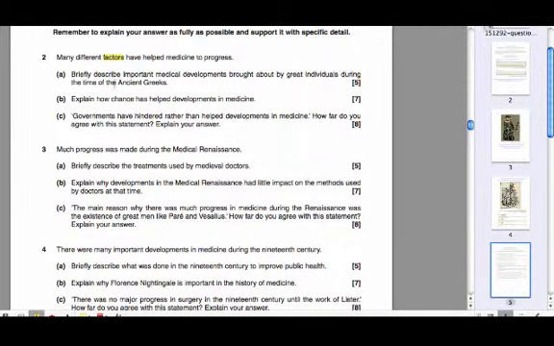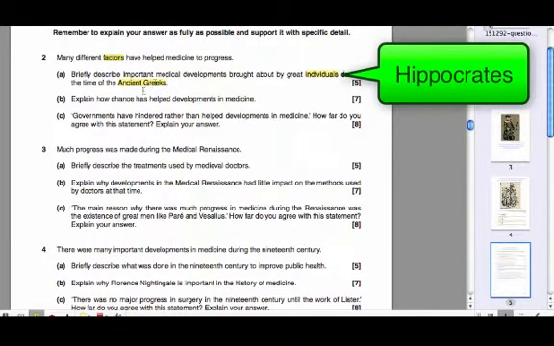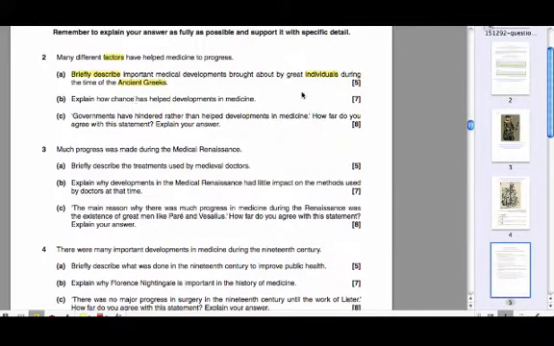So we've got question A, briefly describe important medical developments brought about by great individuals during the time of the ancient Greeks. Okay, so the focus of this question is great individuals and the ancient Greeks. The last thing we need to consider for this question is also what it's asking us to do, which is a briefly describe. So what we're looking for here with a briefly describe question that's worth 5 marks is, can you describe 5 different facts, 5 different things that links to individuals, ancient Greeks and medical developments.